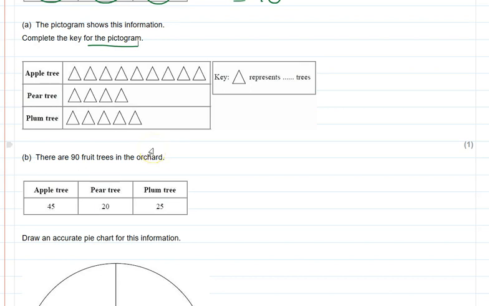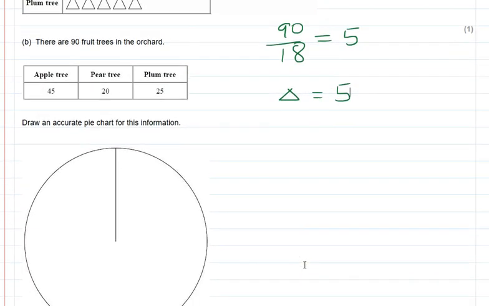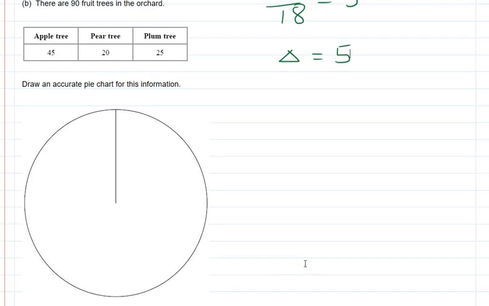If you count the triangles, how many triangles are there? 1, 2, 3, up to 18. So the total is 18. If we divide 90 by 18, we get 5. So it means one triangle is equal to 5. Okay, now we need to show all this in a pie chart. So what can we do?